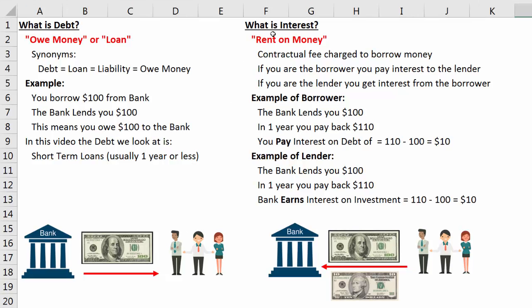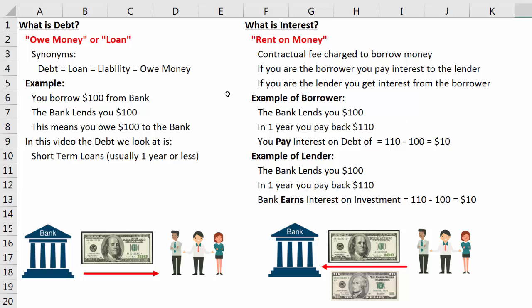Now, what is interest? You can think of it as rent on money. Now, technically, it is a contractual fee charged to borrow money. That means it's all about what it says in the contract. Now, if you are the borrower, you pay interest to the lender. If you're the lender, you get or earn interest from the borrower.